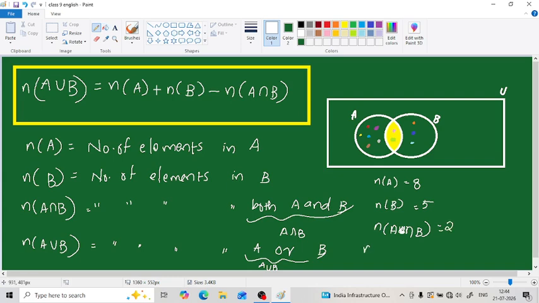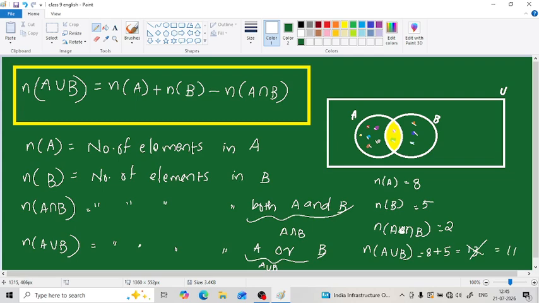Okay, now we are going to find N of A union B. Look here. If A contains 8 elements and B contains 5 elements, how many elements will there be in total? That means together in A and B there will be 8 plus 5 elements, that is 13. Let us look whether there are 13 elements. 1, 2, 3, 4, 5, 6, 7, 8, 9, 10, 11. But there are only 11 elements. There are not 13 elements.